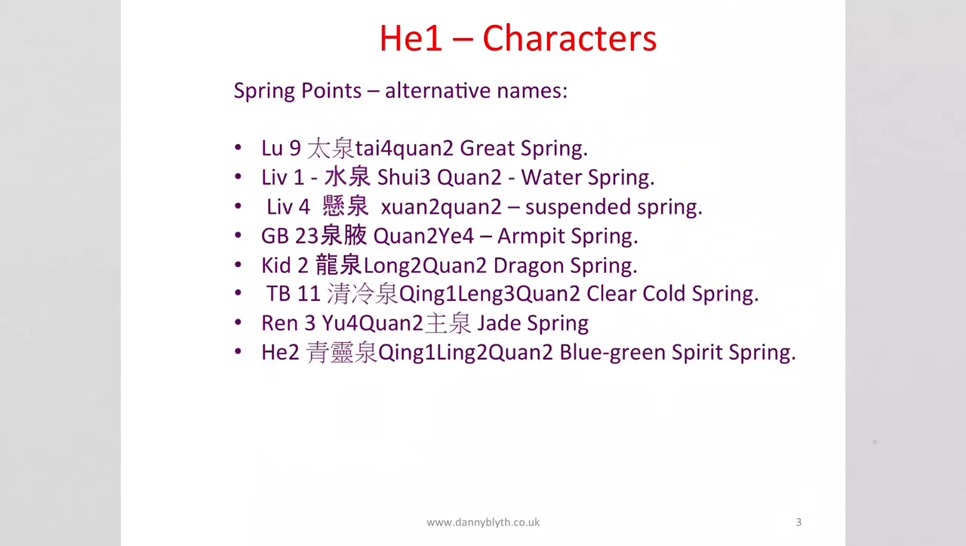And if that wasn't enough, we've got some alternative names. So Lung 9 is also called the Great Spring, Liver 1 is also called Water Spring, Liver 4 is also called suspended spring. Gallbladder 23 is armpit spring. Kidney 2 rejoices in the name of dragon spring. Triple burner 11, the clear cold spring. Ren 3, jade spring. And Heart 2, blue-green spirit spring.